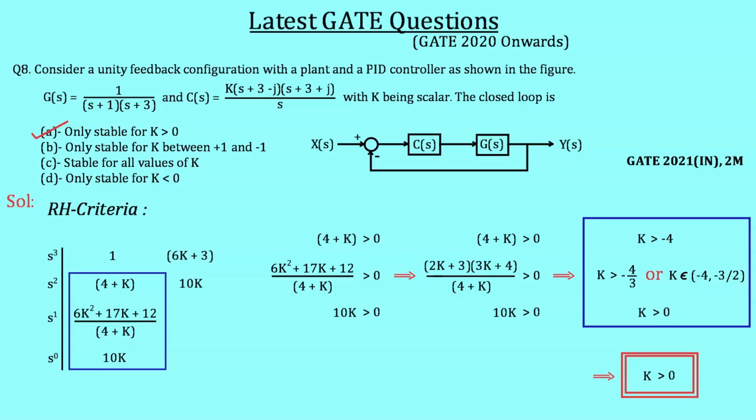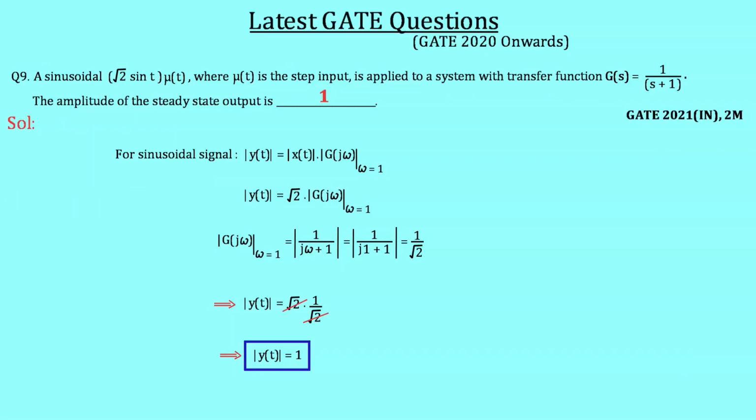The second expression is a little bit lengthy, but still you should be able to recall the concept of solving linear inequalities. After solving all the three linear inequalities, you will get the common solution of k to be greater than 0 so that all the elements have the same sign and the system will be stable. Now let's see the last question, which is quite simple.